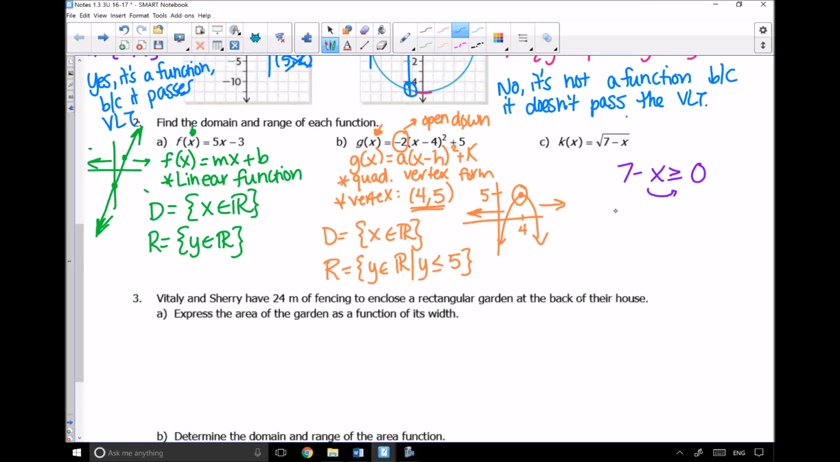So moving the x over, 7 has to be greater than or equal to x, or in other words, x has to be less than or equal to 7. So therefore, I can say the domain here is x is an element of the reals such that x is less than or equal to 7. Okay? Now, the question is, what's the range?